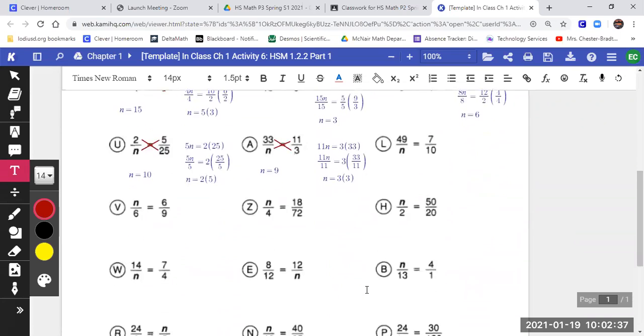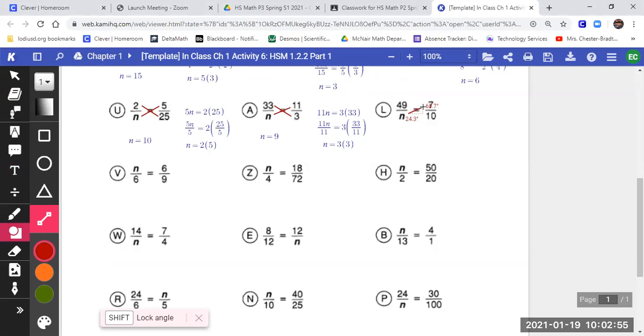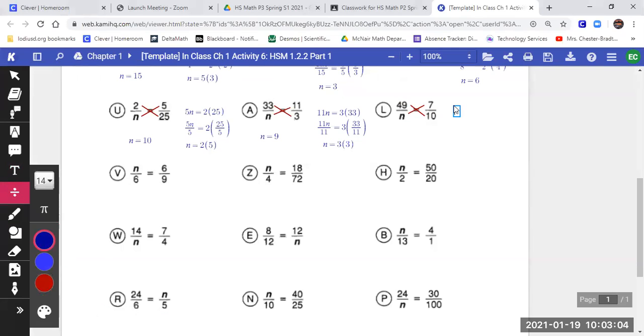All right. Now we're on L. What do we do first? What's always our first step? The cross multiply marks. Cross multiply marks, right? Then we start writing our equation. What do I write first? 7n, and it has to equal. What am I going to do on the other side? Yep, the 10 times the 49.